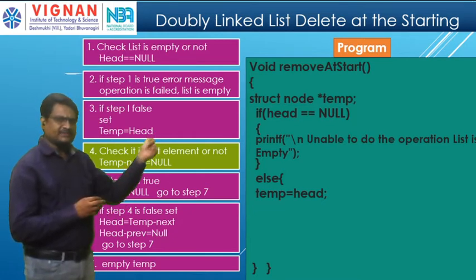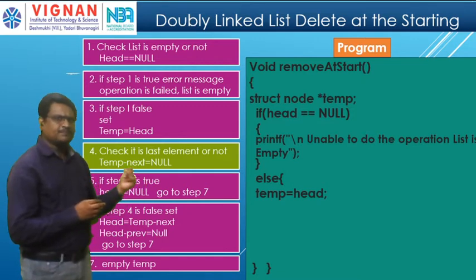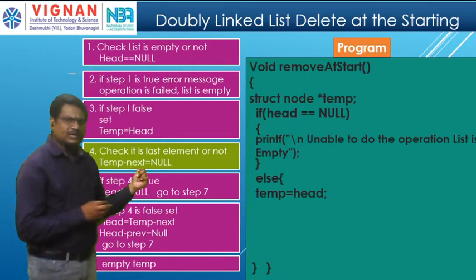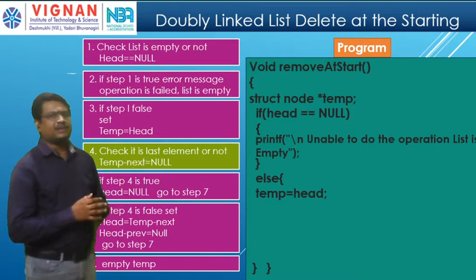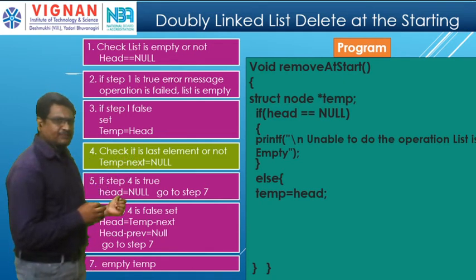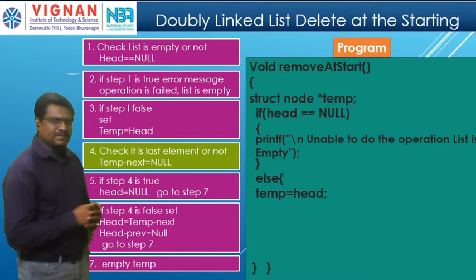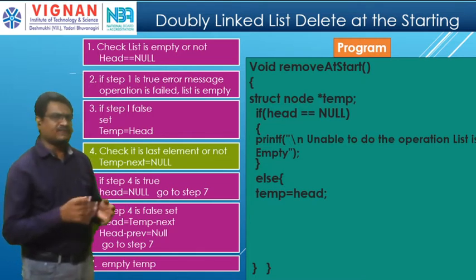Temporary contains the head value. So temp next equals null, or sorry, here I can use double equals. Okay, you can correct it. Now temp next double equals null, or head next double equals null. Am I right? Here I am checking. If it is, then I will go to step 5. What is step 5? I simply put null as the head value.